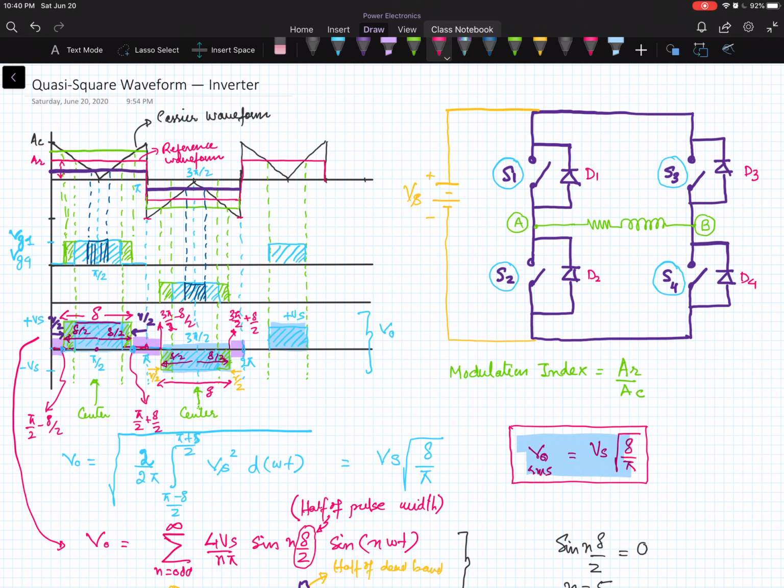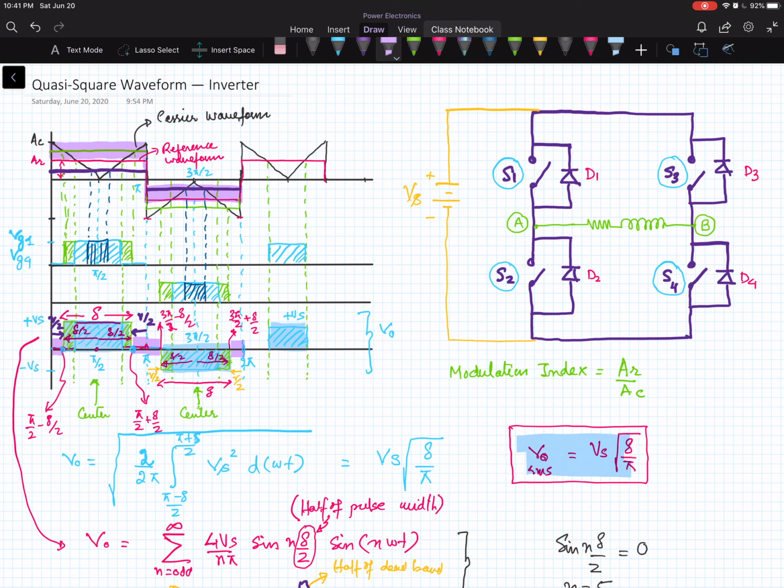Okay, before ending this lecture, what will be the frequency of the output voltage waveform? The frequency of the output voltage waveform will be that of your reference waveform. So if you change the frequency of the reference waveform, your output frequency will change, right? And how to change the output voltage? For output voltage variation, you will have to change the modulation index.